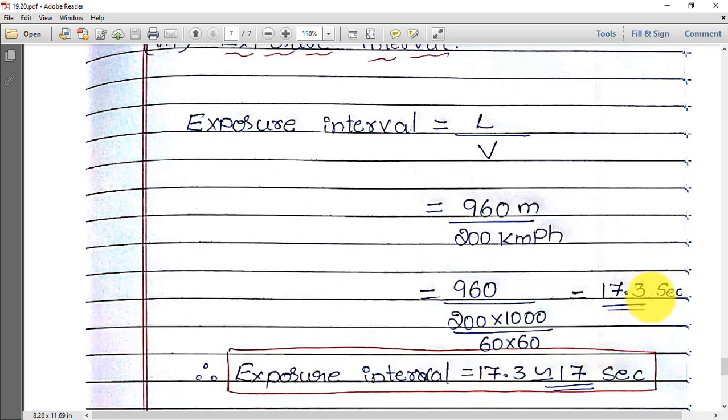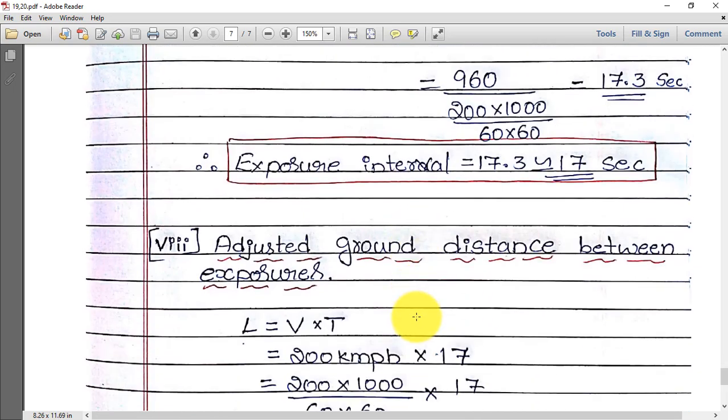See, exposure interval should always be rounded down to the previous number. 17.3 means 17. This thing you should remember. All the things whatever you get in the final answer, round up to next number, but when it comes to the time, okay, always round down to previous number only for time. Remember this important point.